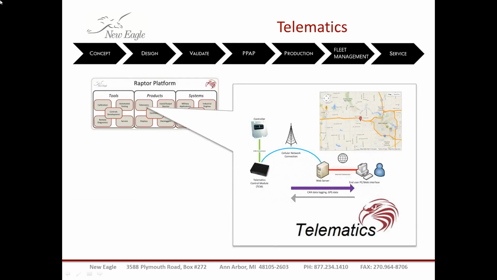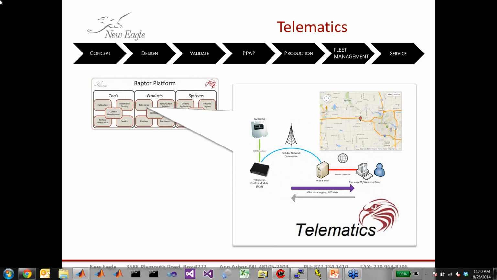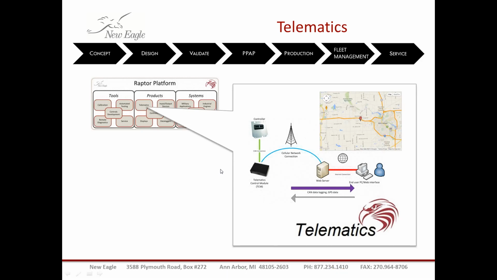So I wanted to kind of frame where telematics fits. On the opening slide here, we had kind of this high-level overview of the Raptor platform that describes that it is a set of tools and products that work with our systems. Telematics is a feature within the platform that works with all the ECUs and displays and networked components to allow you to do remote management, diagnostics, and software updates, calibration updates of the components within the platform.